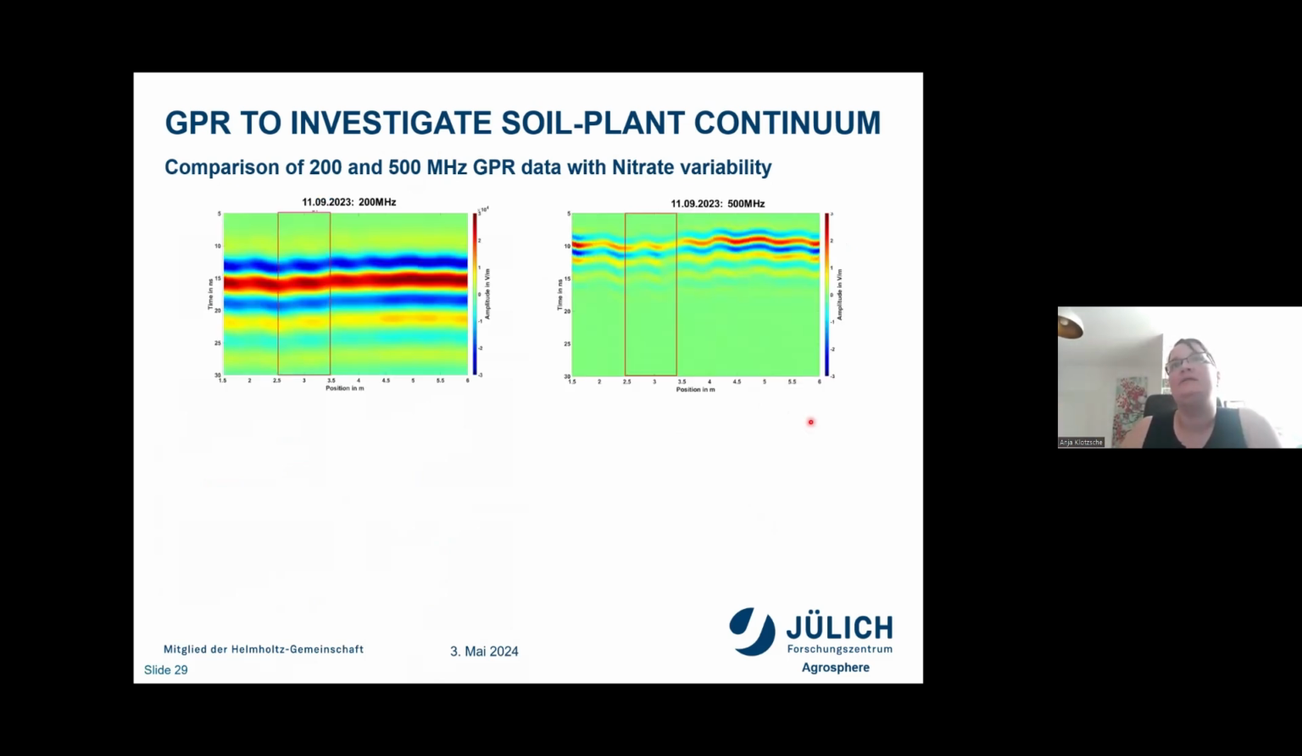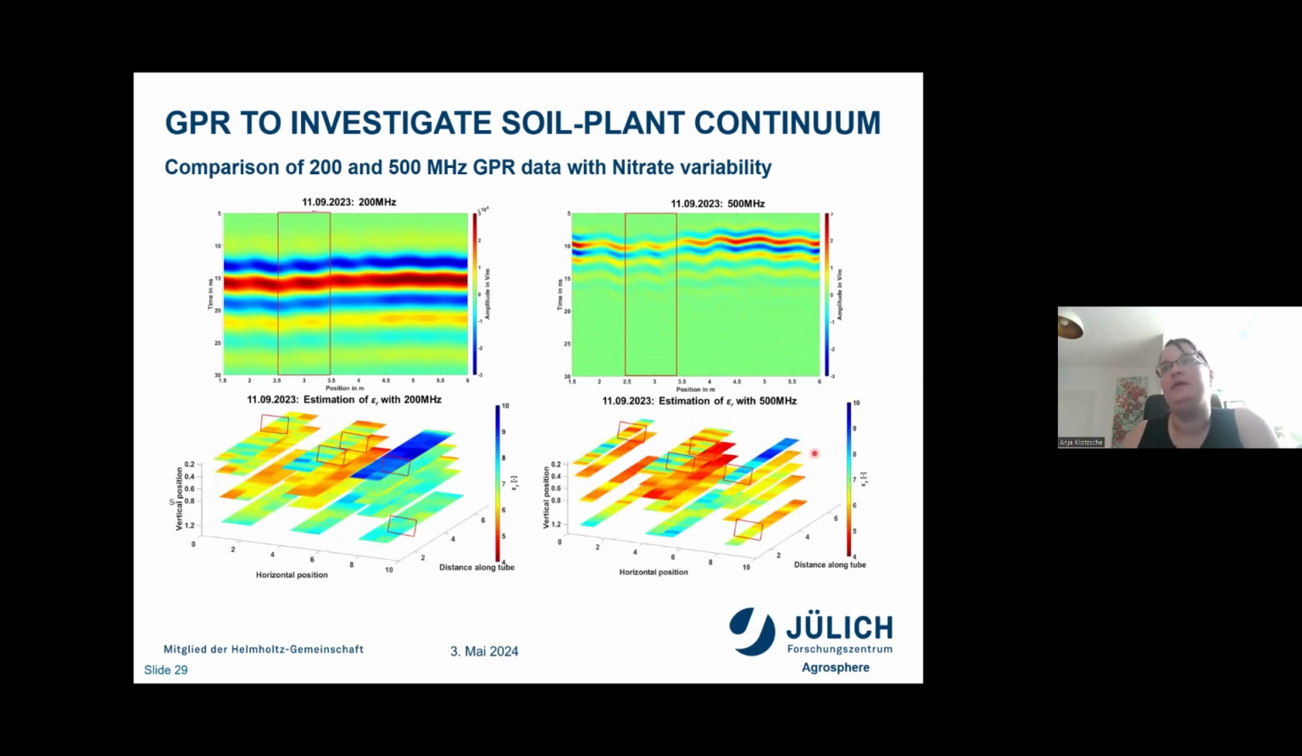Just to give you already some idea about how the signals are changing. So this is a typical 200 megahertz data set, and this is a 500. And you see already here with the 500, we can better see these patches, but we also see here a change in the amplitude. And this is exactly what I mentioned before. The ion concentration with more nitrate is attenuating our waves. And this is hopefully visible for us to see, that we can see already here a change in the nitrate applications.